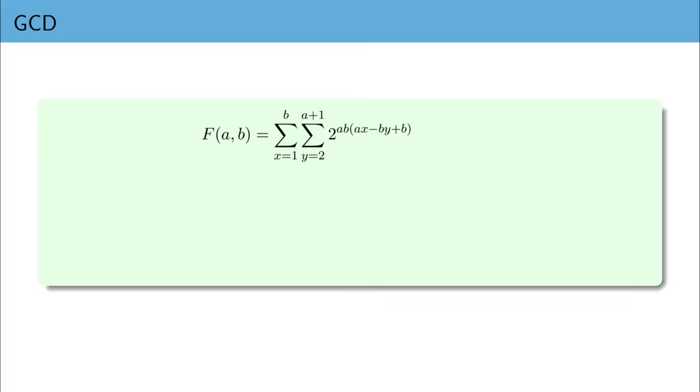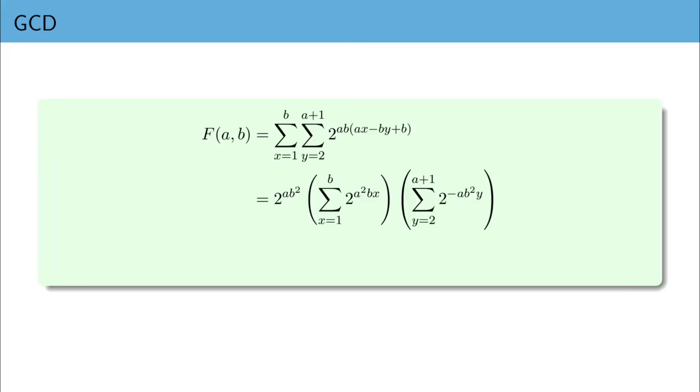The next thing we want to prove is generatable is the greatest common divisor function. And in order to prove that GCD is generatable, Mazzanti considers this function here. F of a, b is the sum from x equals 1 to b of the sum from y equals 2 to a plus 1 of 2 to the ab times ax minus by plus b. We can use exponent laws and factor the sums apart to get two finite geometric sums, giving us a complicated closed expression for capital F.